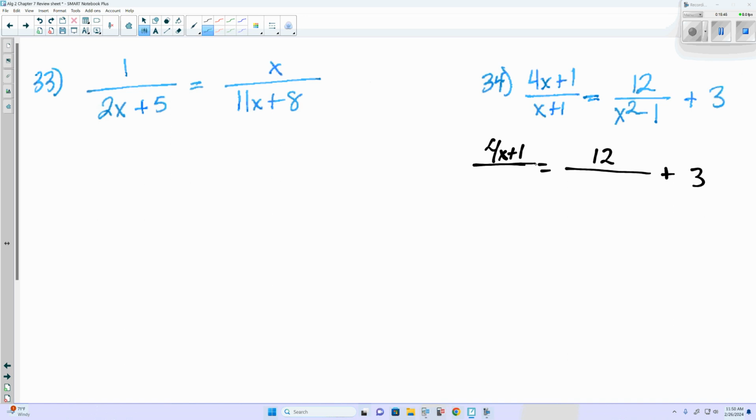So we look at 34. The first thing we do before we find the restrictions, if they're going to show up, or start solving, is we need to factor every denominator. X plus 1 doesn't factor. But our x squared minus 1 does. And it factors to x plus 1 and x minus 1, a difference of perfect squares. Questions on this here?